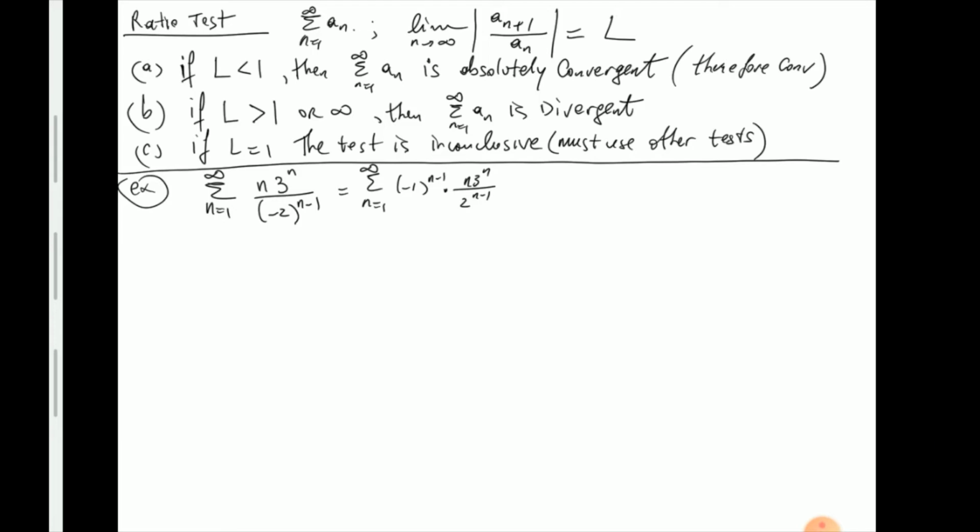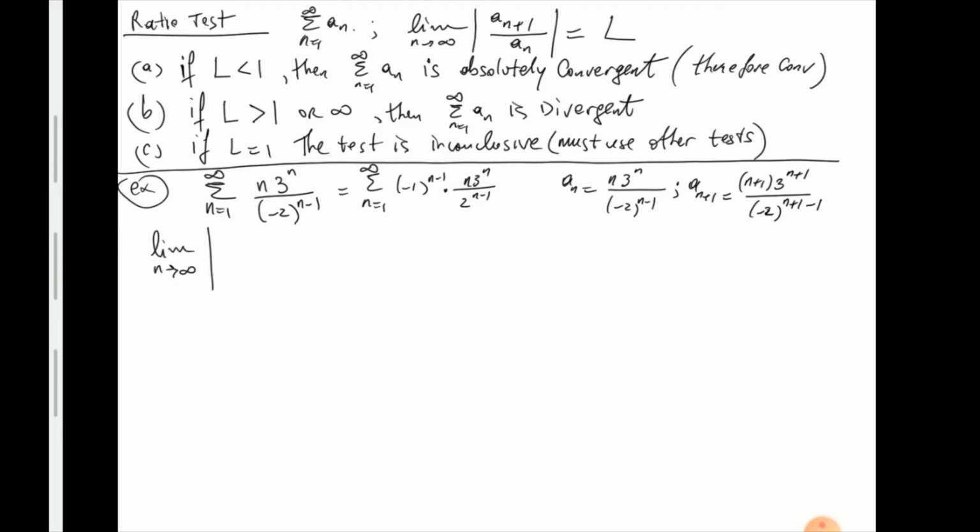Now, one key thing to do, and you need to practice with this one, when you make the substitution, make sure you do it carefully. So an in the problem is n 3 to the n over minus 2 to the n minus 1. You're going to need an plus 1 as well. That means everywhere in the sequence you need to replace n with n plus 1. So go slow and make sure you simplify carefully, because if you make a computation mistake, it's not going to work. So n is replaced by n plus 1 everywhere. And then you form the ratio under the absolute values.